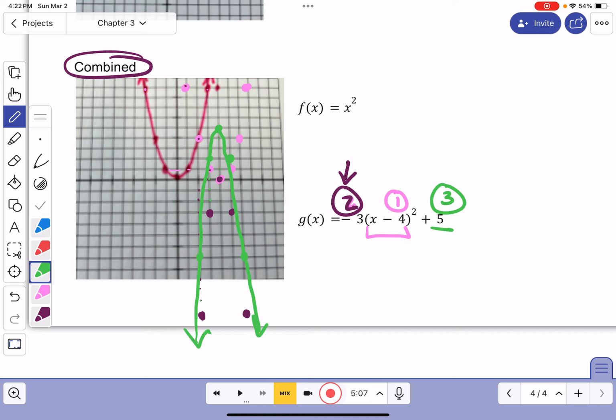So whether you do it all at once and just plot the final points, or you do it in steps, you get the same final answer. But if you draw the steps, make sure I know which one your final answer is. That's all I really need to know about that.